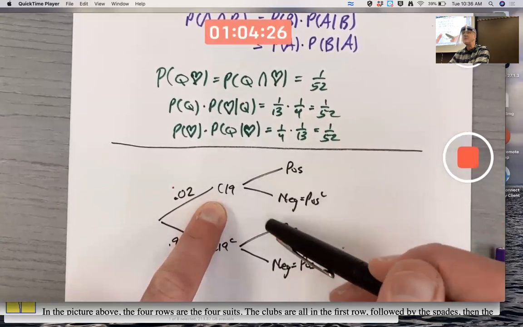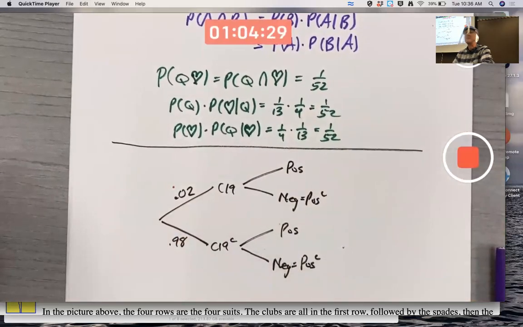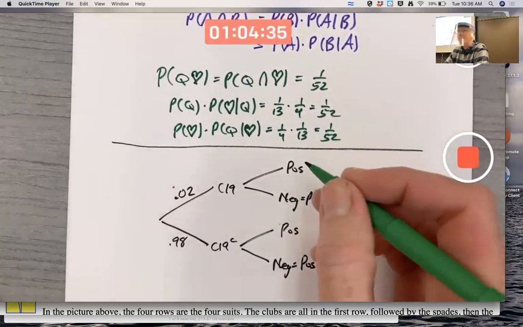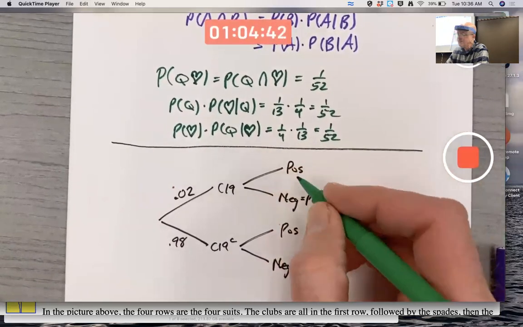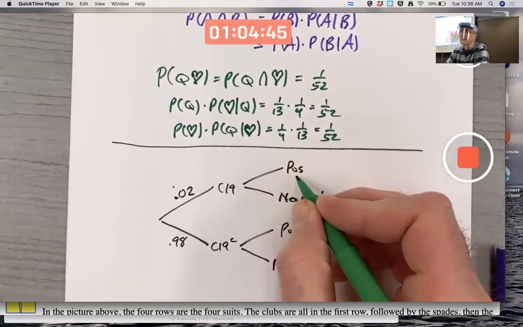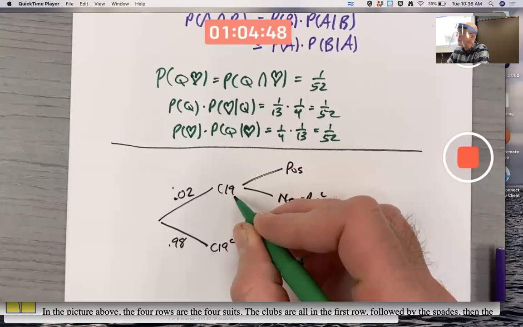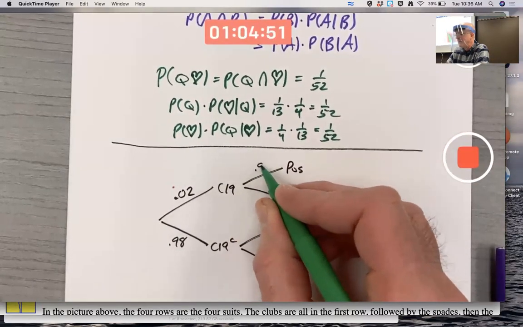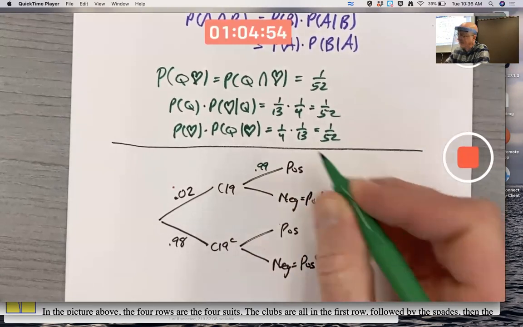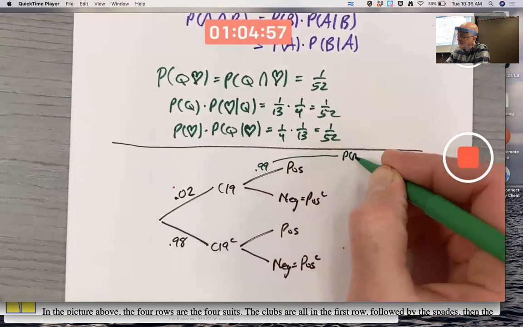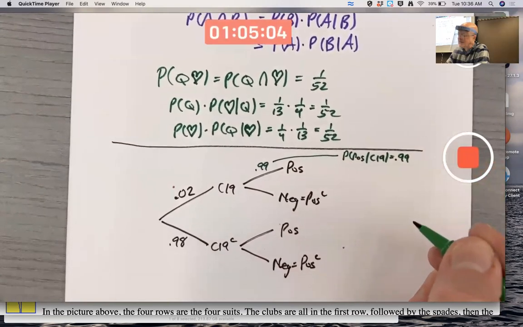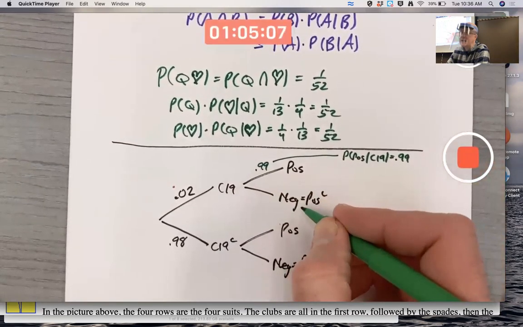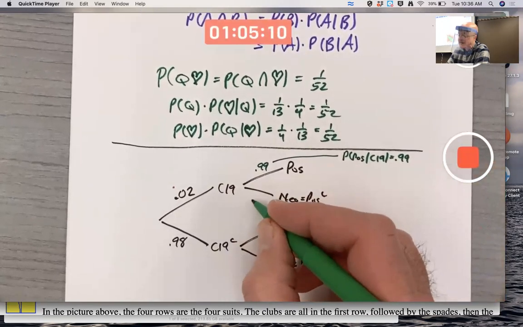Now, the probabilities that you label these branches of this tree diagram with, and by the way, tree diagrams are another problem-solving tool, are conditional probabilities. What's the conditional probability that you get a positive test result if you really do have COVID-19? You would hope it would be high, like maybe 99%, 0.99. And your chance of getting a false negative when you really have it would then be 1 minus that, 0.01.